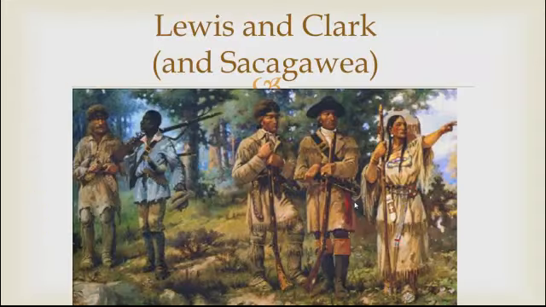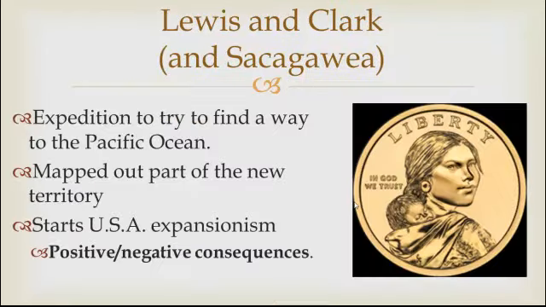And so once the Louisiana Purchase happened, Thomas Jefferson sent 2 guys, Meriwether Lewis and Clark, as well as their guide, a woman named Sacagawea, to go explore this new territory that was largely all wilderness and map it out for the rest of the country. This was an expedition to try to find their way from the east all the way out to the Pacific Ocean. And they mapped out a big part of this new territory, and that started the U.S. expansionism we will talk about later, for all of its positive and negative consequences.